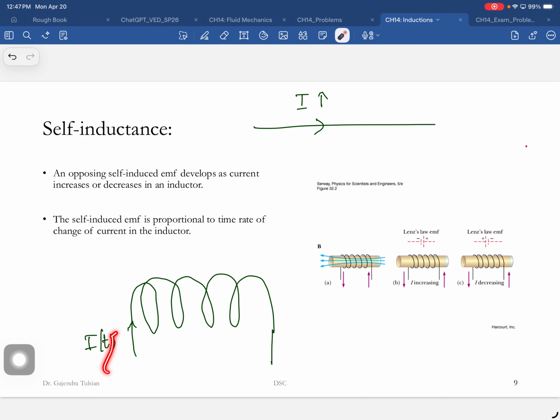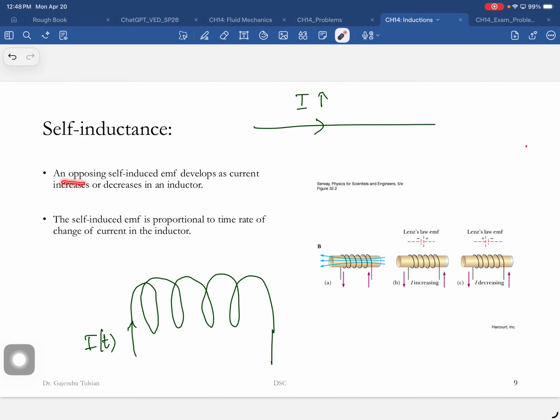If you try and increase the current, it induces an EMF in the opposite direction, fighting this increase in current. Similarly, if you try and decrease the current, it'll induce an EMF fighting that decrease and will try and increase the current. So this wire, when it's wound into a solenoid, has acquired the property of being able to fight changes in current. It doesn't like changes in current.